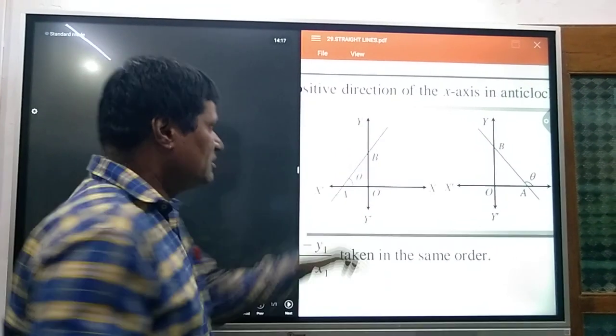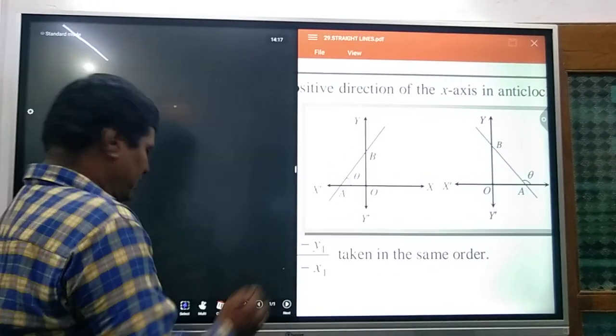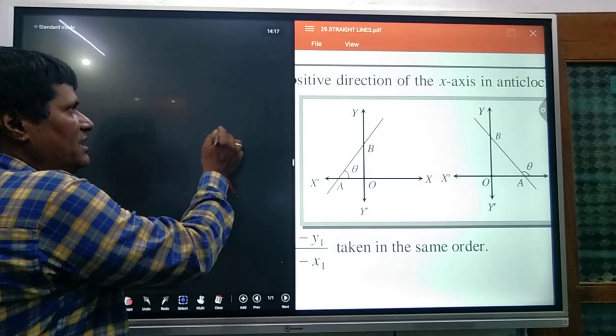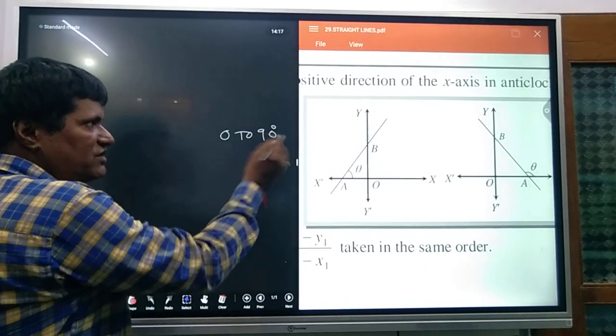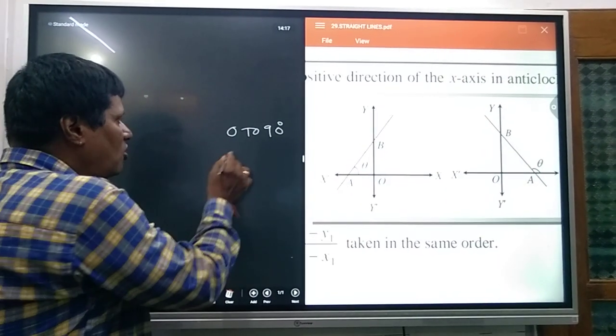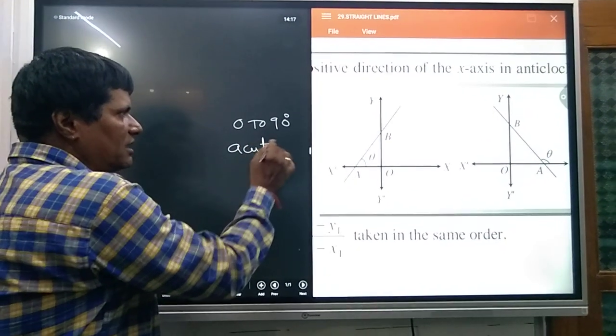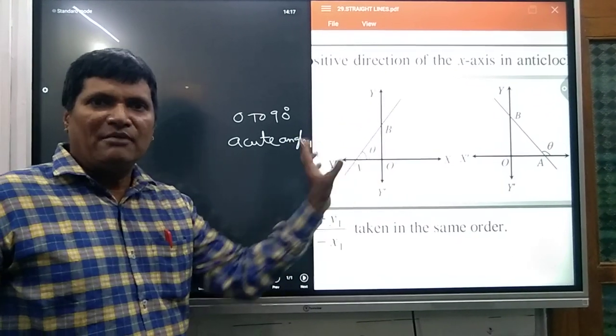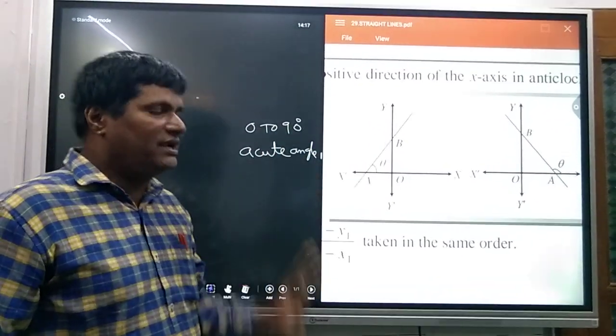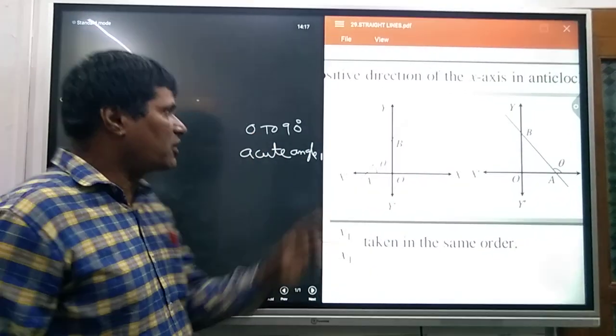Whatever the theta, that is 0 to 90 degrees. Whatever we are going to explain is 0 to 90 degrees. That slope will be for angles less than 90 degrees, which is called an acute angle. Acute angle means 0 to 90 degrees. Whatever this theta makes with the x-axis, less than 90 degrees is an acute angle.